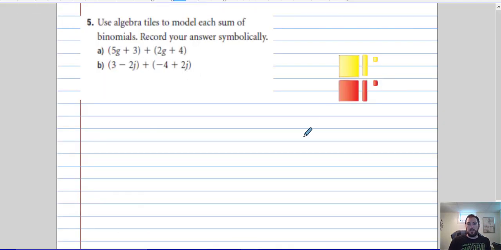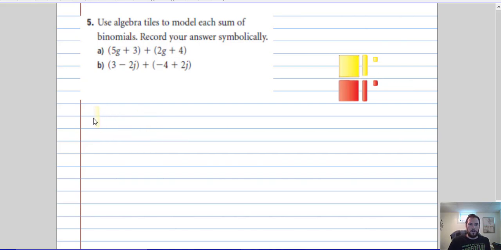Now, I can also do these things using algebra tiles. Same thing. If I want to take this 5g plus 3 and I want to add it to 2g plus 4, well, step one is I need 5g plus 3. Oh, those are g squared, sorry. I'm not even paying attention to my own question.